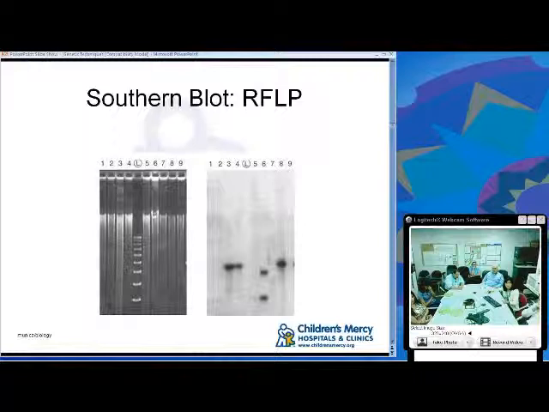Okay, and so in here you have a couple patient samples that don't have this particular gene, and then you have some that have that deletion. So here you have the two bands that you expect to see, say in this normal person, but these three patients have a deletion in that particular gene. Okay.